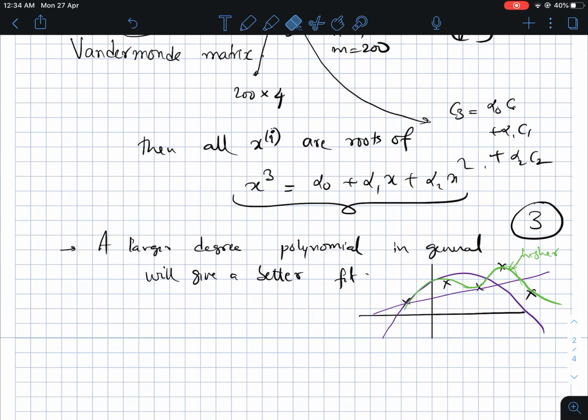Let me just modify the statement slightly. It will give a smaller training error.